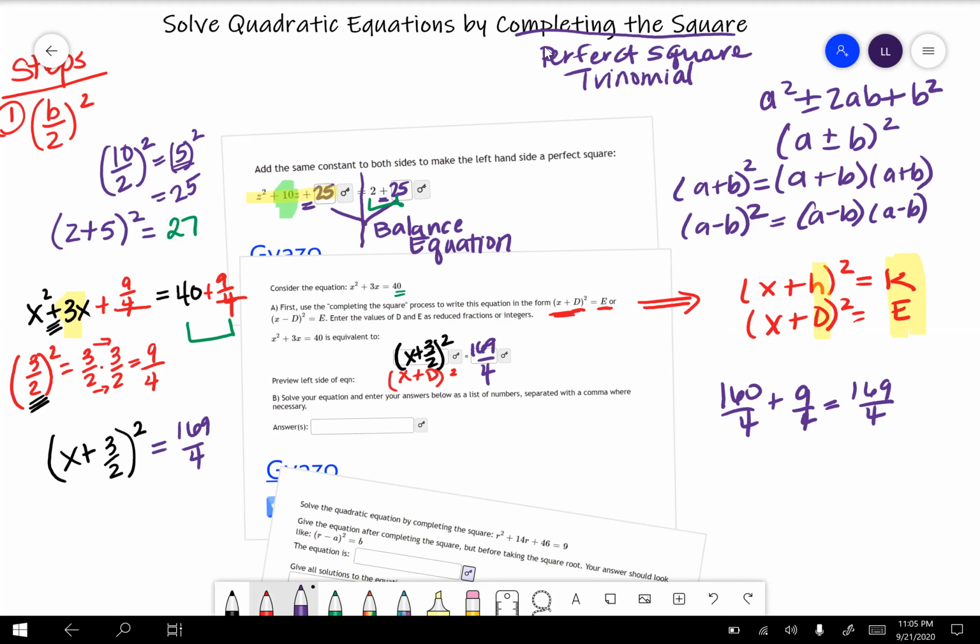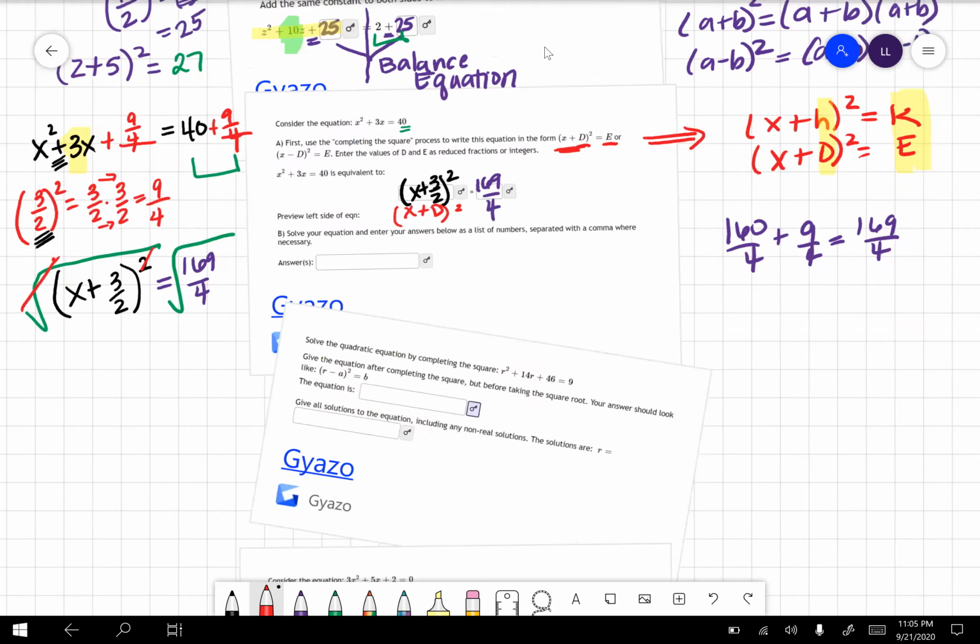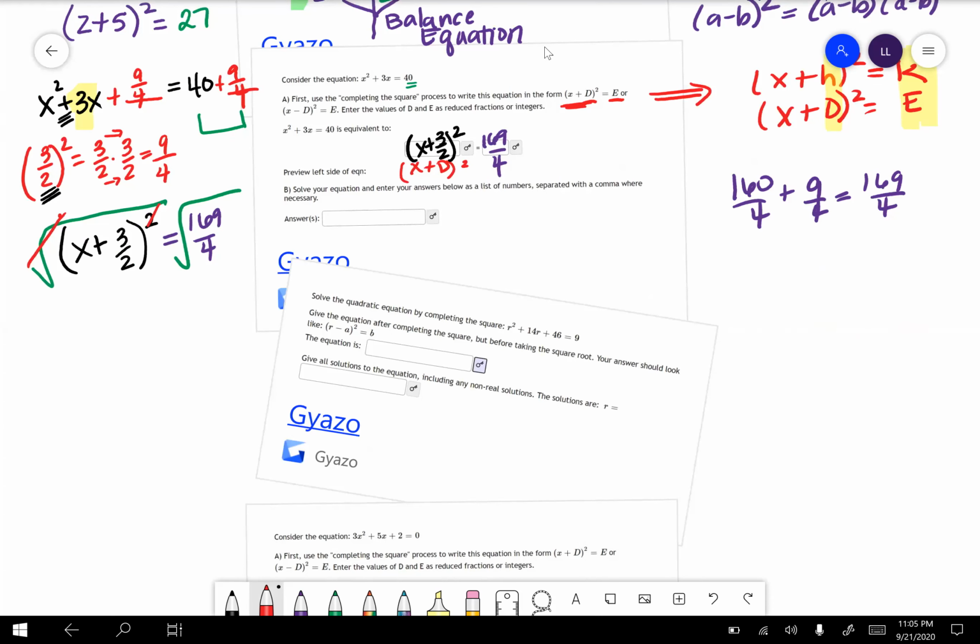Now, in order to solve this, we actually have to do the opposite of the square. The opposite of square is square root. And so whatever you do on one side of the equation, you have to do on the other side of the equation. So square and square roots are inverses of each other. Therefore, they are going to cancel each other out. So the square root symbol and the square actually cancel each other out, and we're left with x plus 3 halves from under the radical. So the radical is actually removed.